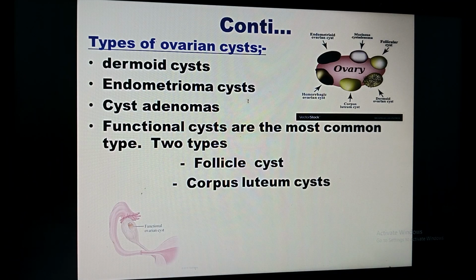Okay, there are many types, but a few types are very important. See, generally we will tell it as an ovarian cyst only, but as a nursing student we should know, this name is given according to how they form. So there are a few types. They are dermoid cyst, endometrioma cyst, cyst adenomas. Functional cysts are two types. They are follicle cyst and a corpus luteum cyst. These two are important.